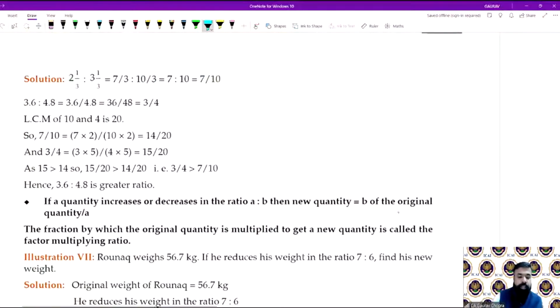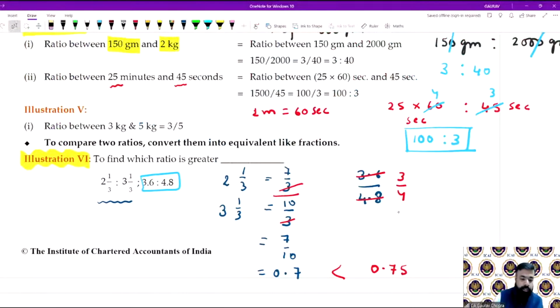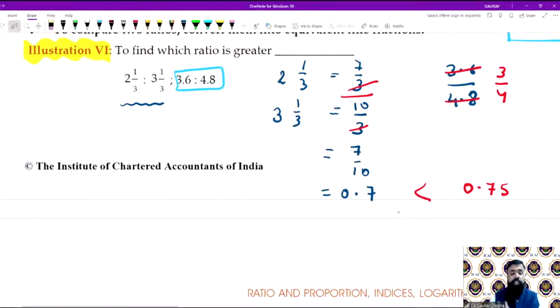Okay, so let me repeat this once again. In this, we have two ratios. The first ratio is 2 1/3 and the second one is 3 1/3. And we have to compare this with 3.6 ratio 4.8. Let us say that this is ratio A and the other one is ratio B. Since the first ratio is written in whole number form, we have to convert it into fraction and then into decimal. That is how we have done it.